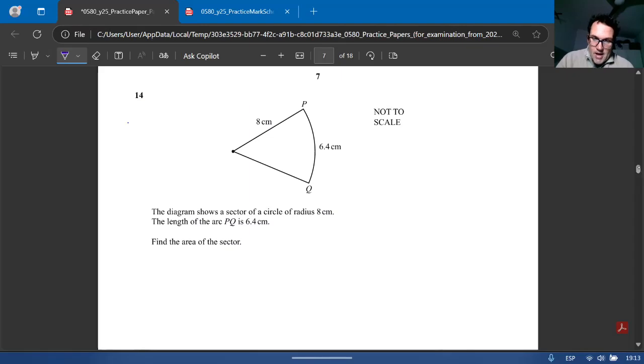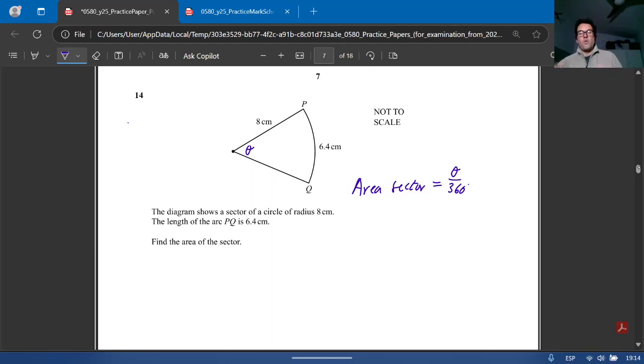Okay. Area of a sector is the angle, which we don't have, over 360. This is just a fraction. This is what fraction of the pizza do I have? That angle divided by 360 times, and this area has to do with a circle. It's pi r squared, area of a circle.